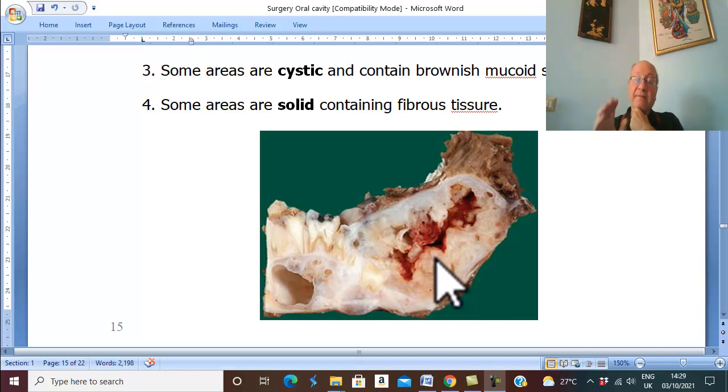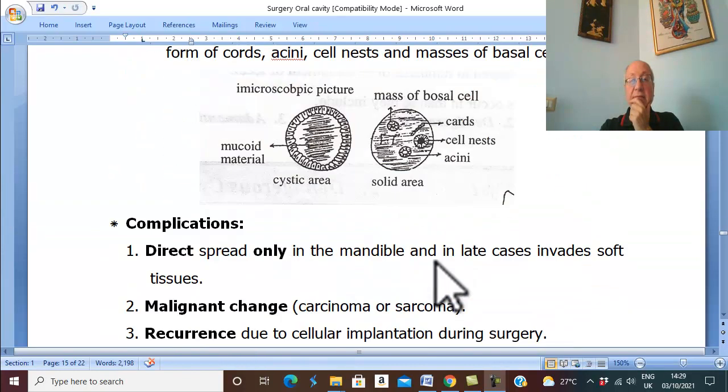And microscopically, these solid areas contain epithelial elements. This solid area contains fibrous tissue, like that, a mass of fibrous tissue, and contains epithelial elements arranged in cords, acini, cell nests, or masses of basal cells. Cystic areas are microscopically lined by squamous or columnar epithelium and contain mucoid material.